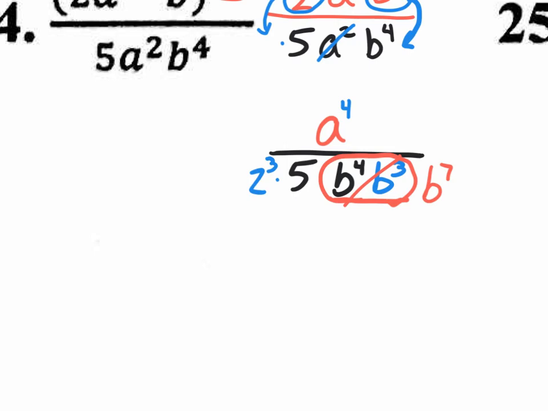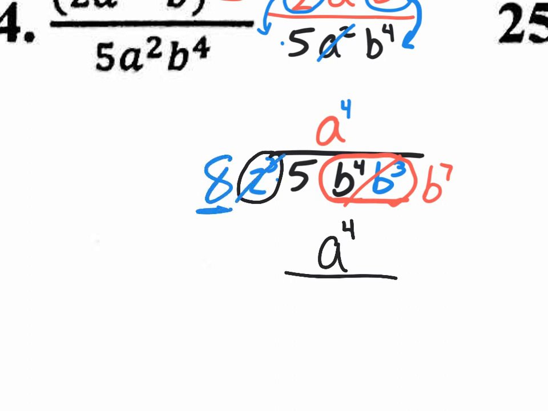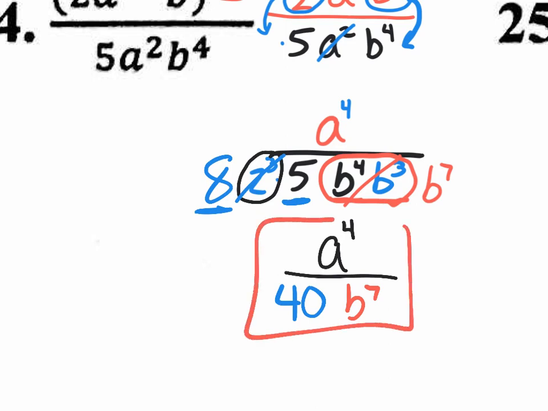And on top, we have a to the 4th. On the bottom, 2 to the 3rd. Could I do 2 to the 3rd? What is that? 8. So 2 to the 3rd is really 8. And what is 8 times 5 on the bottom? That's 40 on the bottom. And we also have that b to the 7th on the bottom. So there's our final answer, a to the 4th over 40 b to the 7th.